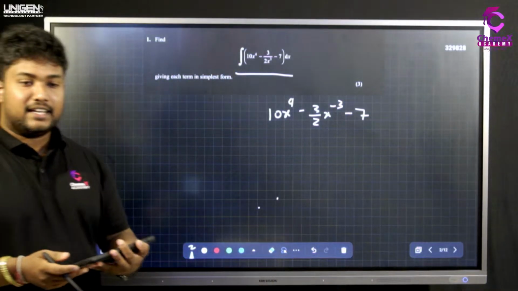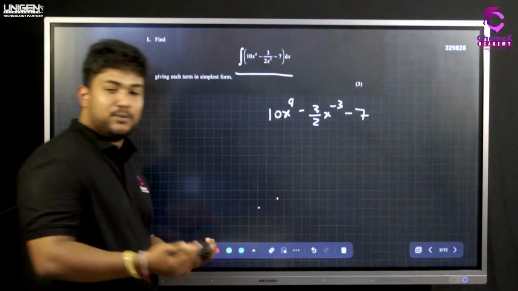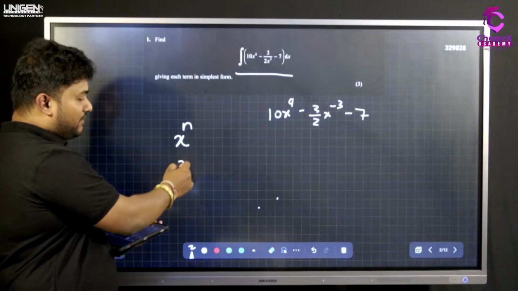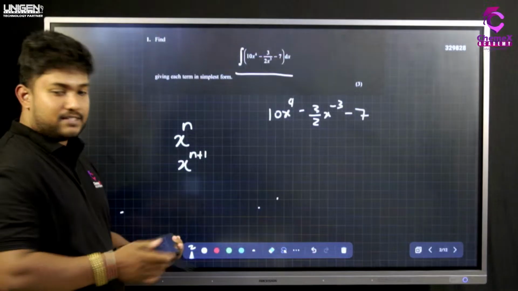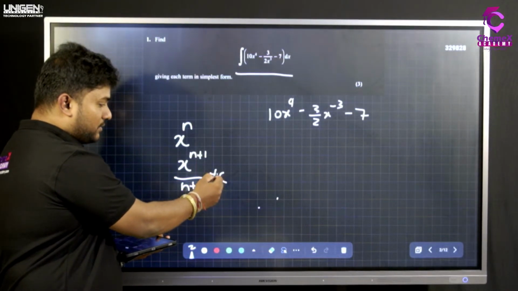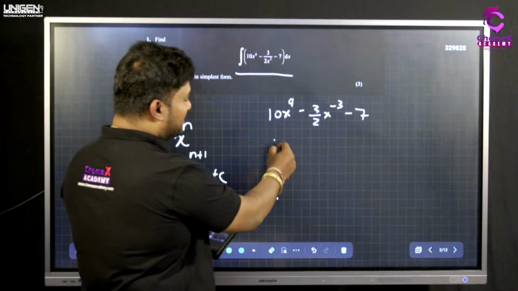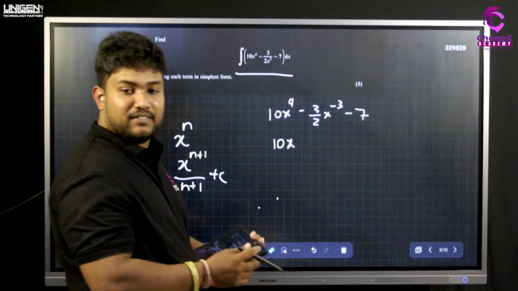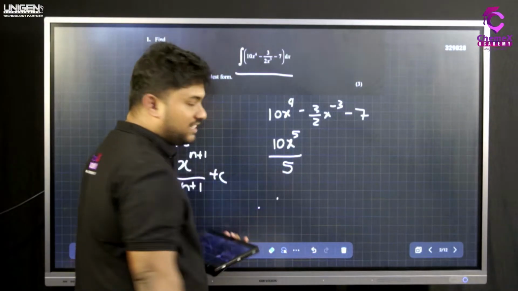So after linearizing, what you can do is integrate it. I hope you can remember what integration is. If you have x to the power n, when you integrate, it becomes x to the power n plus 1 divided by n plus 1, plus c. That's the basic of integration. So let's apply that rule here. 10 x to the power 4 plus 1 is how much? 5, divided by 5 is the first term's answer.